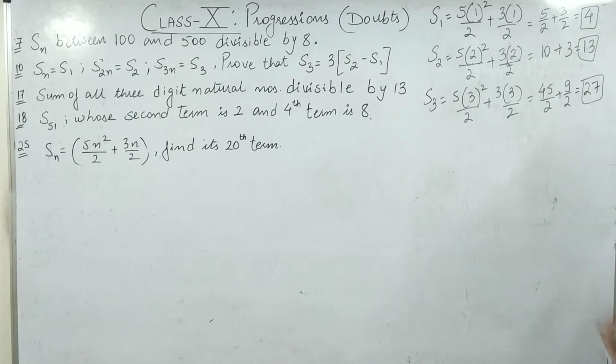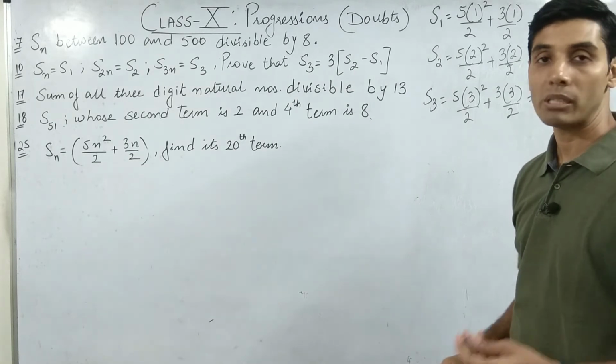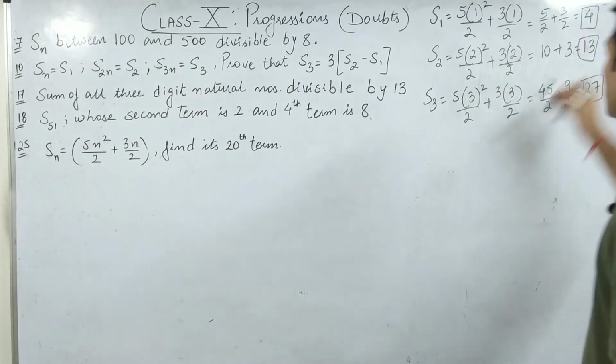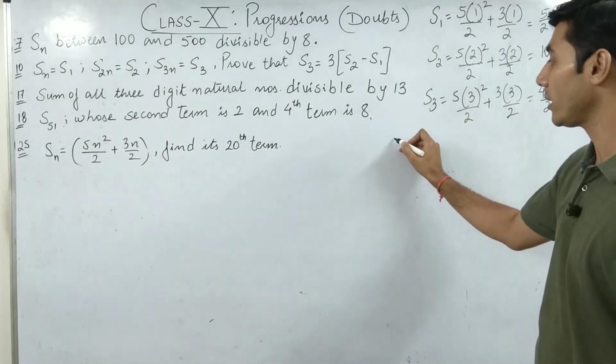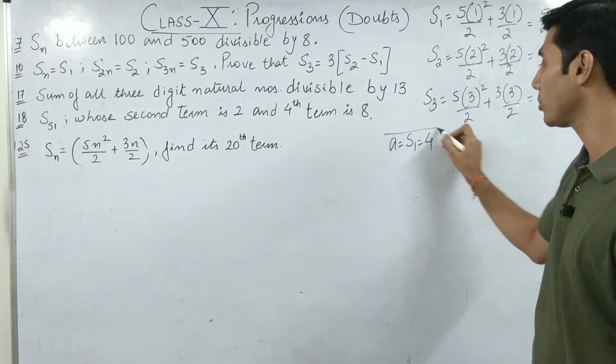Okay. Now, there are these terms, that is 4, 13 and 27. Now you need to find out the 20th term, but the problem is they are S1, S2 and S3. How will you find out the first term? First term is 4 because S1 means A. So A should be equal to S1, which is equal to 4.